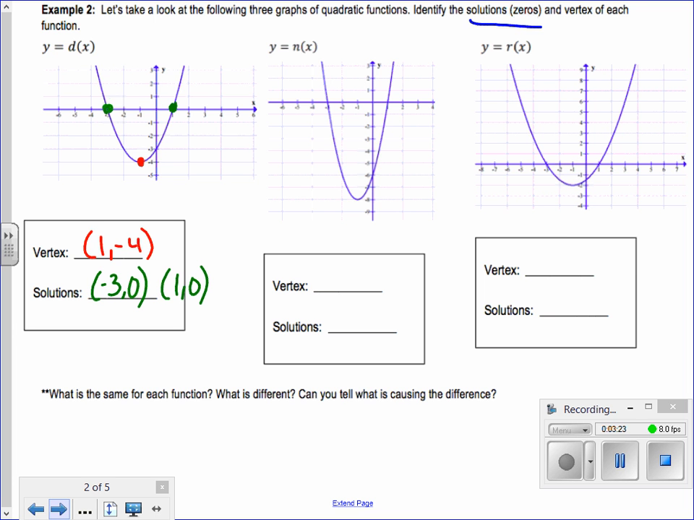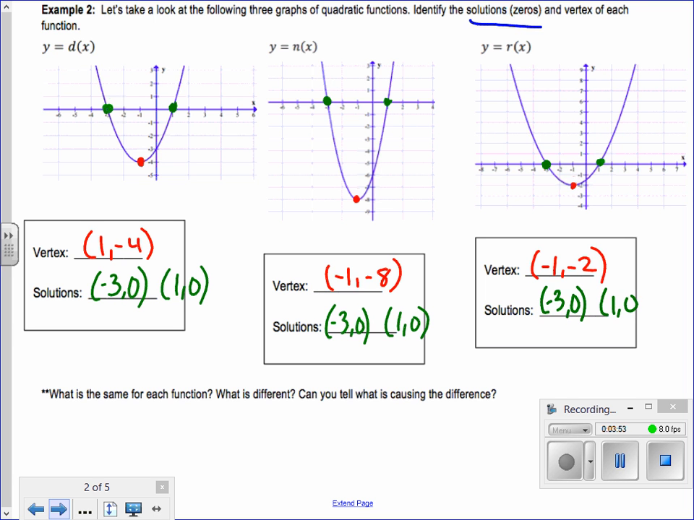Now when I look at the vertex of the next graph, it looks like (-1, -8) this time. And the solutions here are also at -3 and 1. All right, let's look at our third graph. The vertex appears to be at (-1, -2). And for the third time, the solutions are at -3 and +1.